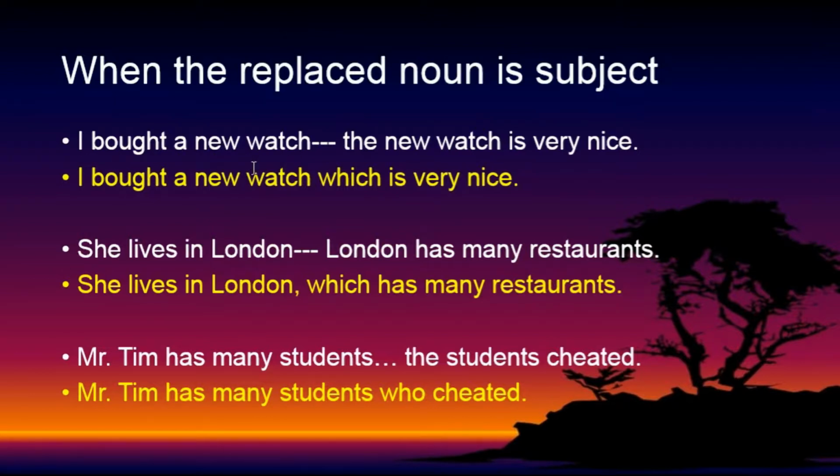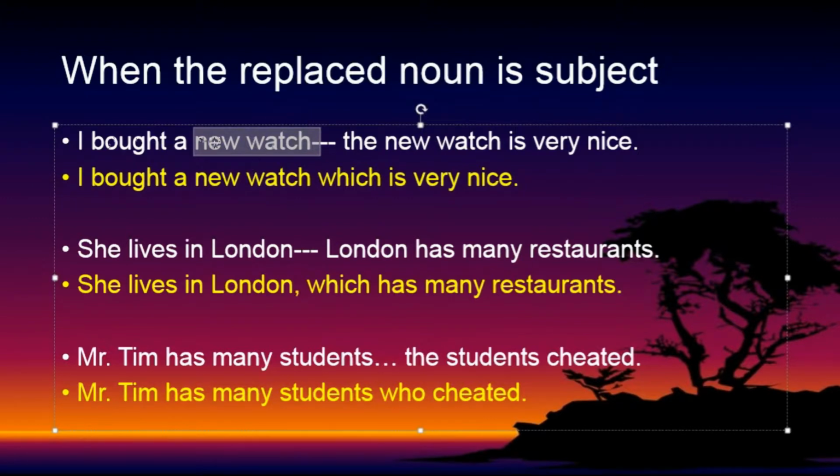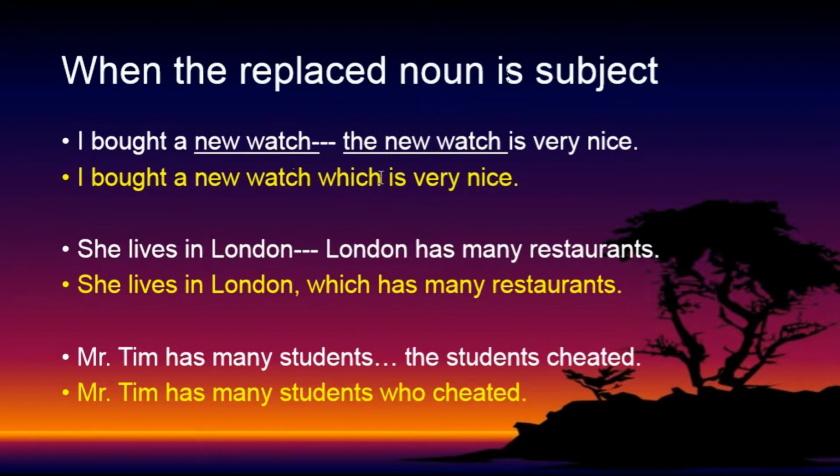So look at these two completely separate sentences. I bought a new watch. The new watch is very nice. First you have to look for the repeated noun in both sentences. As you see, the new watch is my repeated noun.